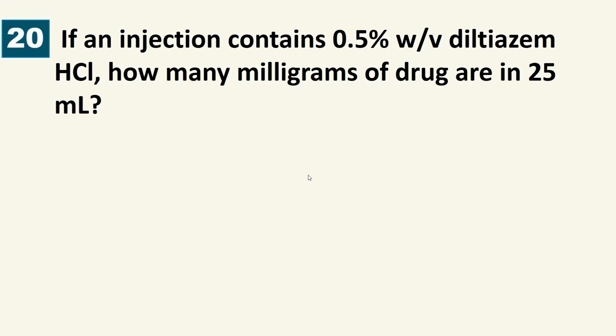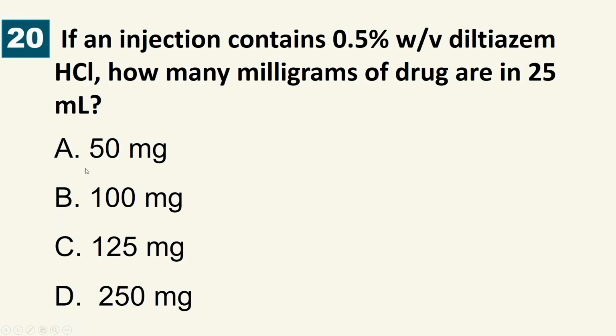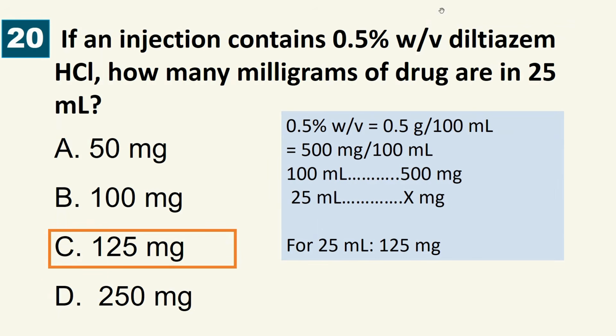If an injection contains 0.5% weight by volume diltiazem, how many milligrams of drug are in 25 milliliters? A, 50 milligrams; B, 100 milligrams; C, 125 milligrams; D, 250 milligrams. The correct answer is 125 milligrams. So let's see how we got the correct answer.